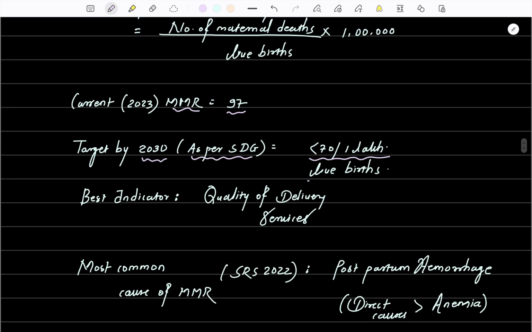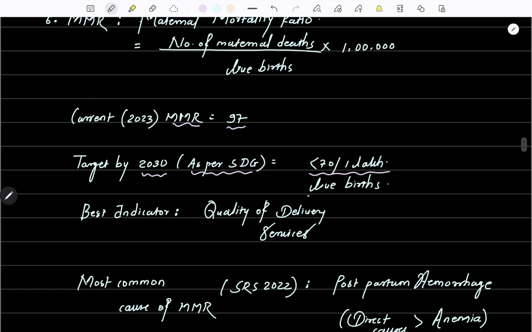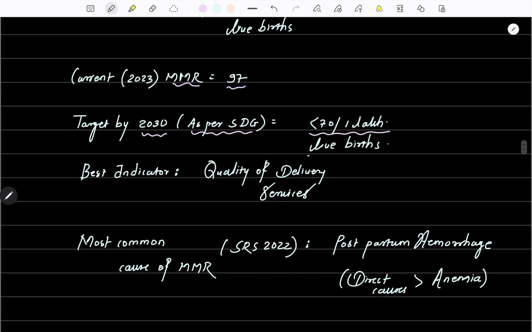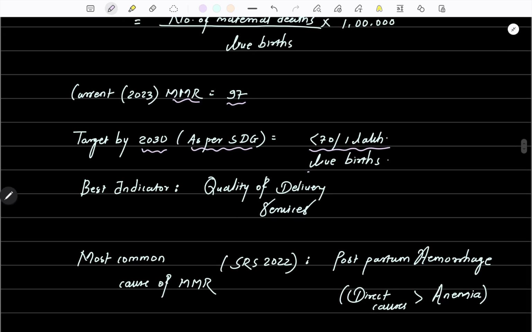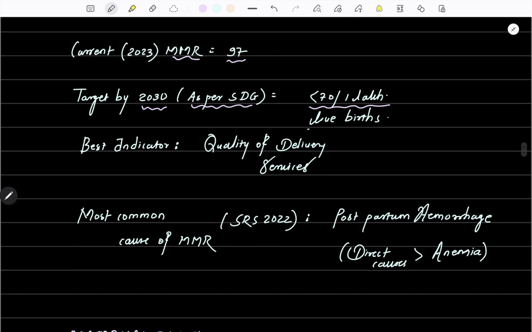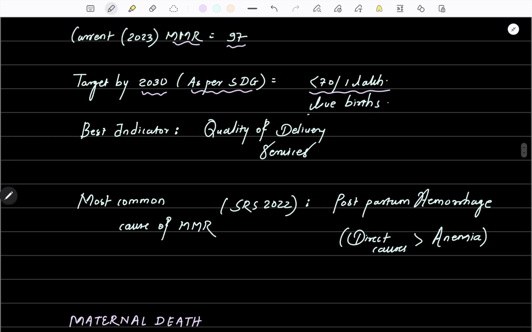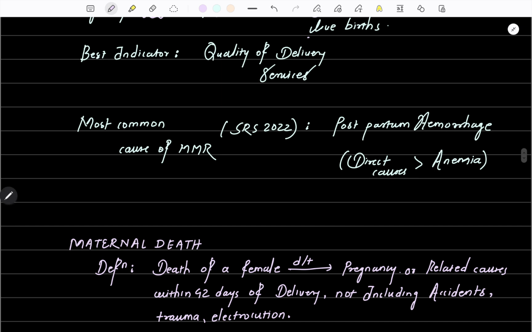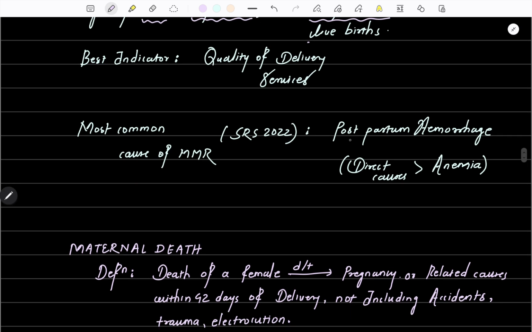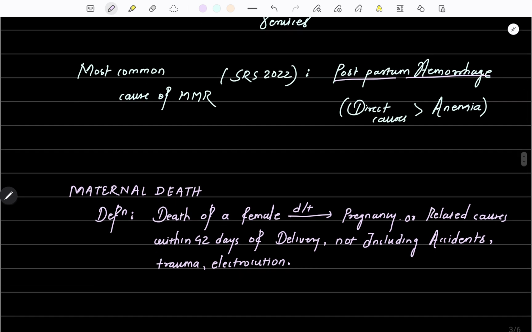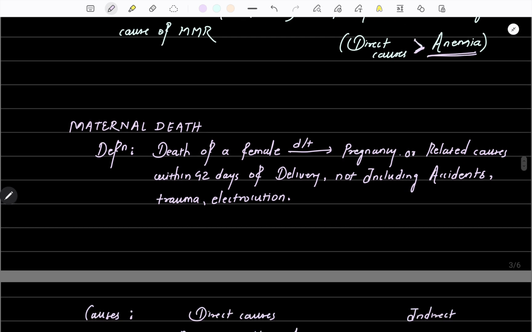Okay, best indicator: the maternal mortality ratio is the best indicator for quality of delivery services in that particular nation or in that particular area. The most common cause of maternal mortality by SRS 2022 is postpartum hemorrhage. Direct causes always have more importance than indirect causes, that is anemia.